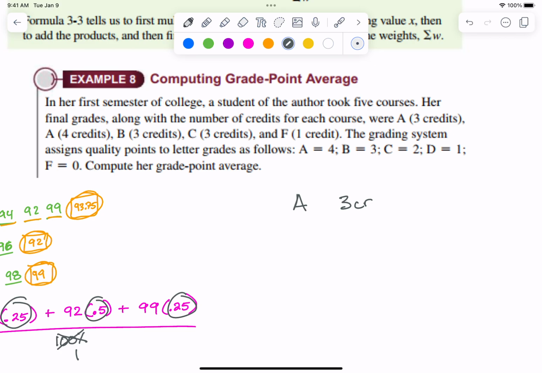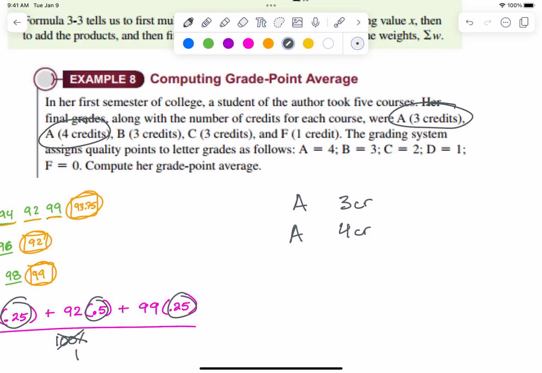I'm writing these down in a list. Credits for different courses: A was 3 credits, A was in 4 credits. No, the credits are predetermined. Like this stats class, you get 3 credit hours for. Credits are based on how much time you'll spend in that class.